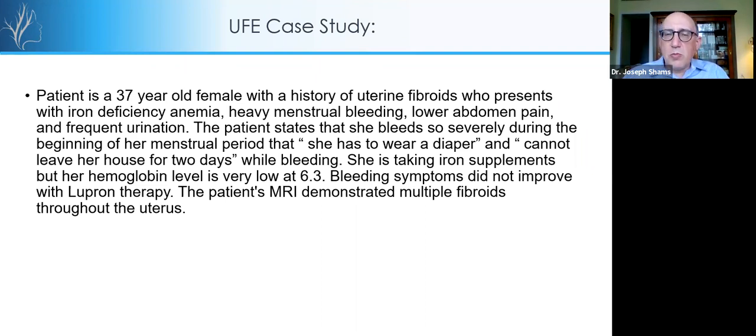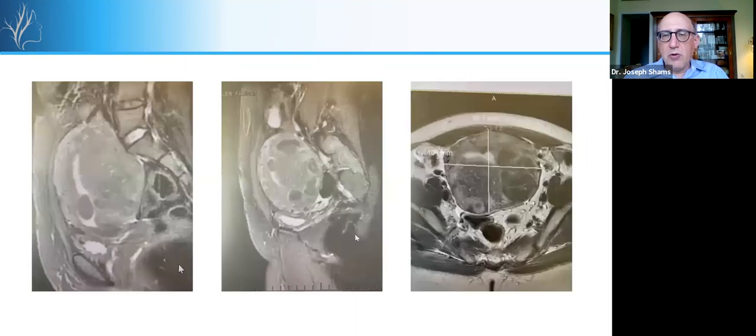Some patients were also treated with birth control pills, but it really didn't help her symptoms. The patient had an MRI examination of the pelvis, which demonstrated that she had multiple fibroids throughout the uterus. Again, I just wanted to show you what an MRI looks like.